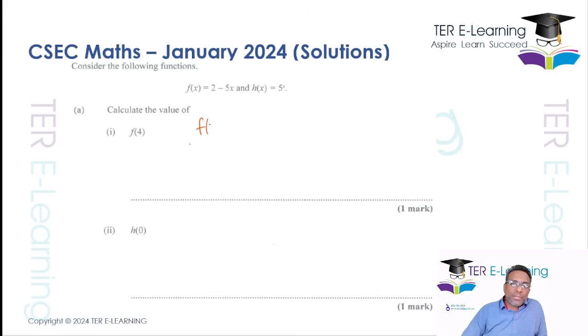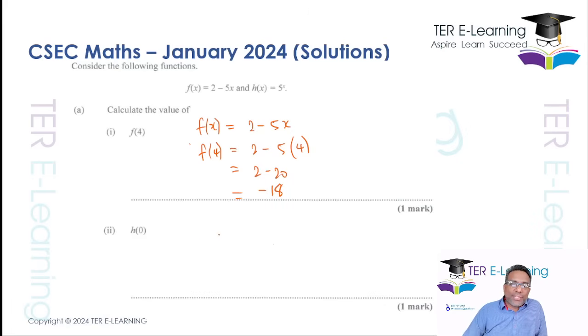So f of x is equal to 2 minus 5x. And we want to work out f of 4. So we're going to just substitute. So this is going to be 2 minus 5 by 4. So this here is going to be 2 minus 20. So 2 minus 20 is going to give you minus 18. So 1 mark for working that out.